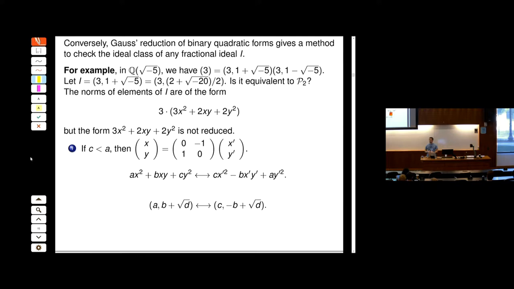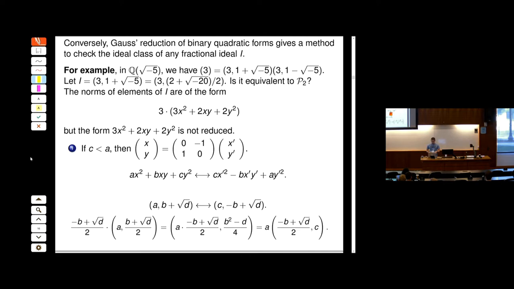Okay, so how do I go from one to the other? If you see that I have minus b plus the square root of d on one side and not the other, I'm going to multiply by the conjugate, b plus the square root of d. I multiply through both elements by that number, and then remember that b squared minus d is 4c, so I can simplify that to be c. So you see that this ideal times a constant gives me this ideal times a constant. So I am in the class group, which is up to multiplication by constants. I'm showing that these two ideals are in the same class.